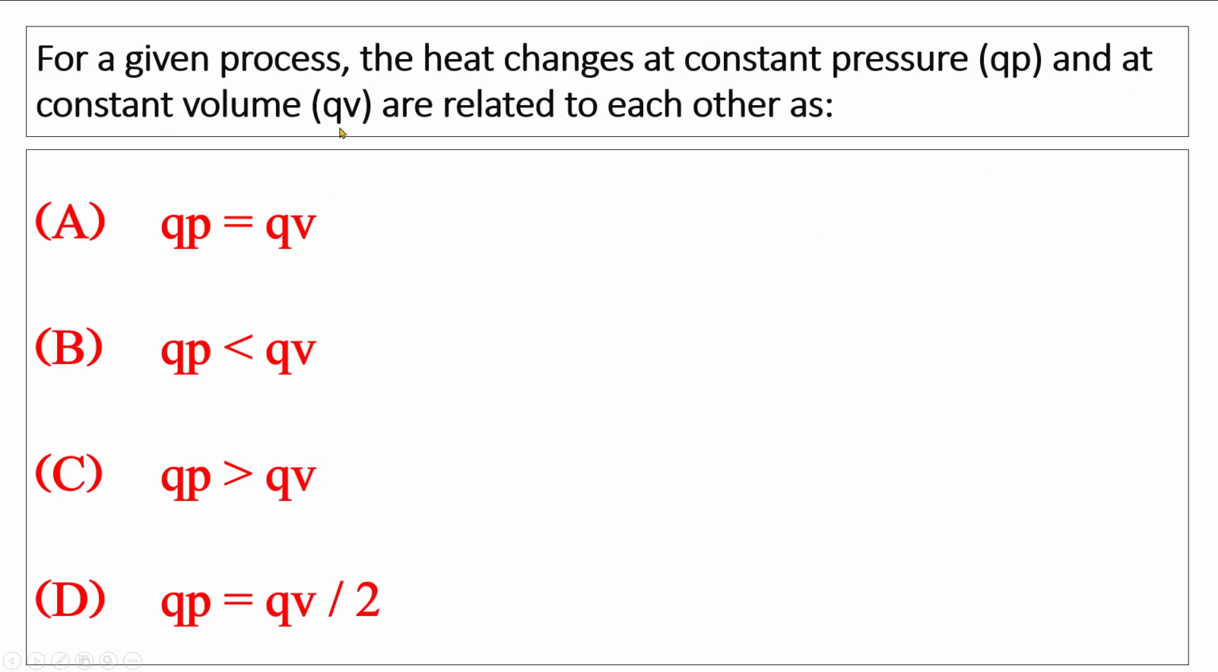For a given process, the heat changes at constant pressure Qp and at constant volume Qv are related to each other as: Qp is equal to Qv, Qp is smaller than Qv, Qp is greater than Qv, Qp is equal to Qv over 2. Correct option is C. Qp is greater than Qv.